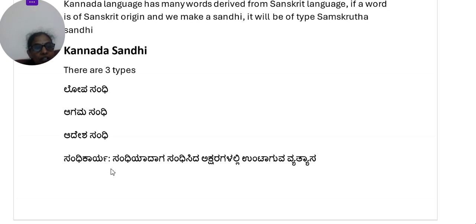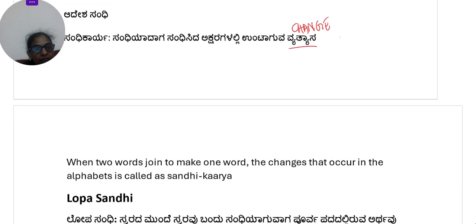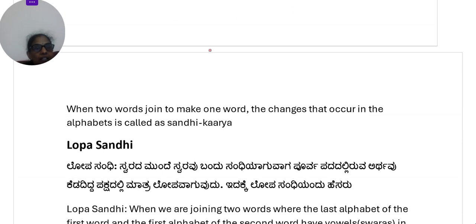So let us look at the definition here in Kannada, Sandhi Karya. So when sandhi takes place, the change that happens in the alphabets is called sandhi karya. Vyatyasa means the change. Some change, the alphabets undergo some change. That is called sandhi karya. Now let us look at the definition, the same thing explained in English. When two words join to make one word, the changes that occur in the alphabets is called sandhi karya.